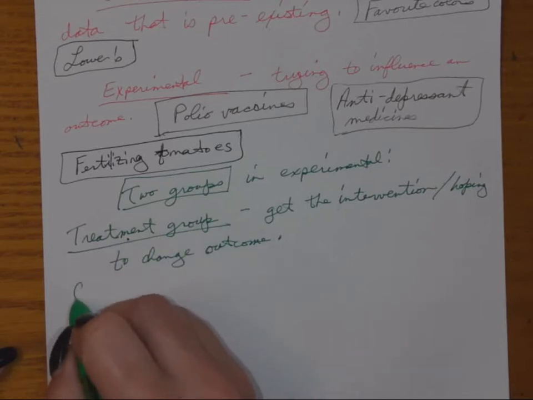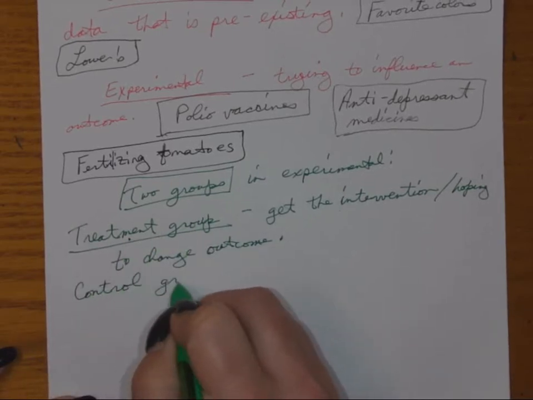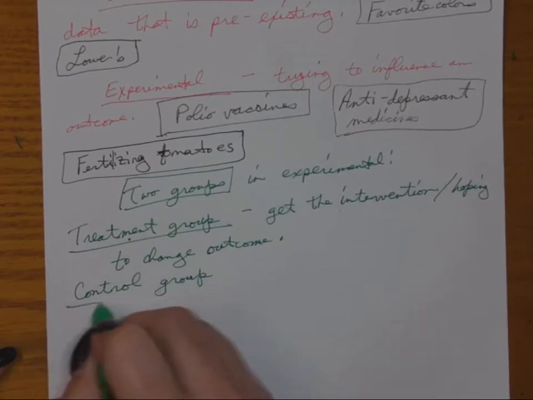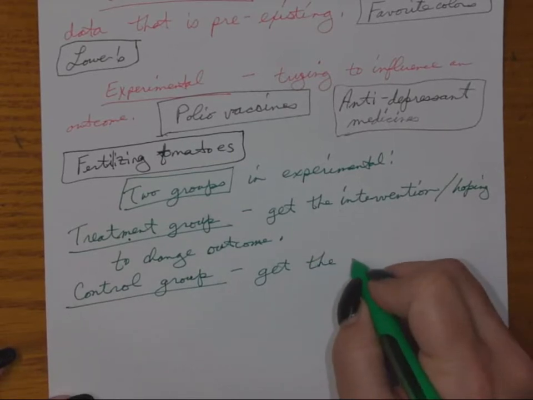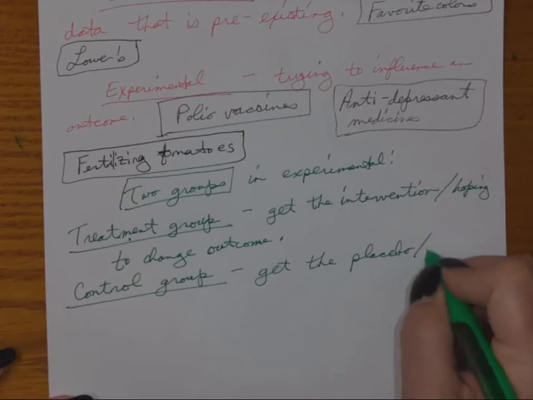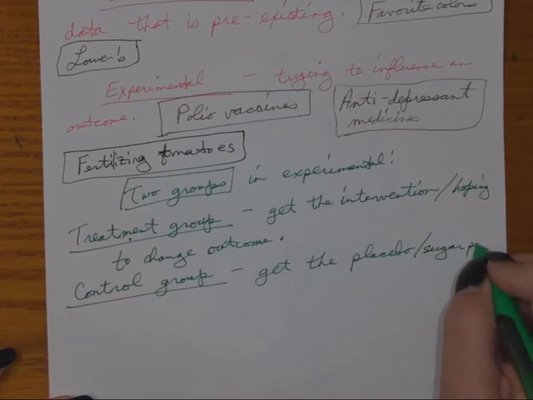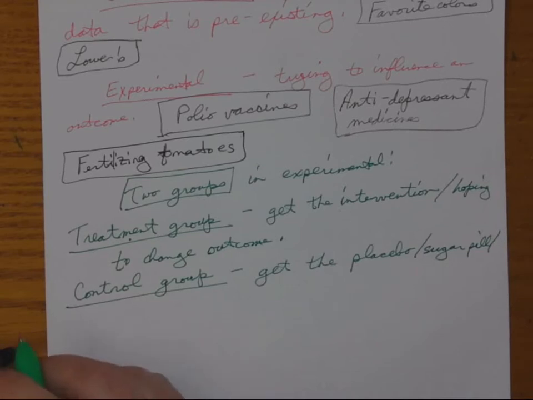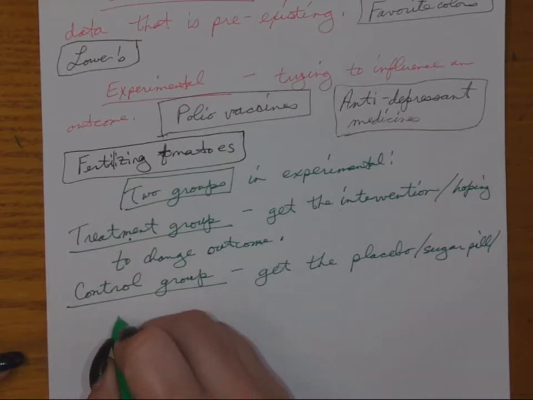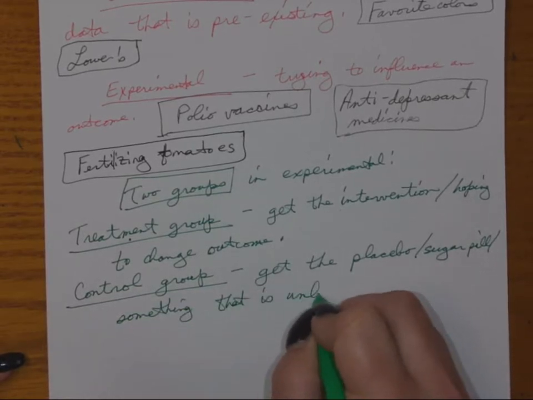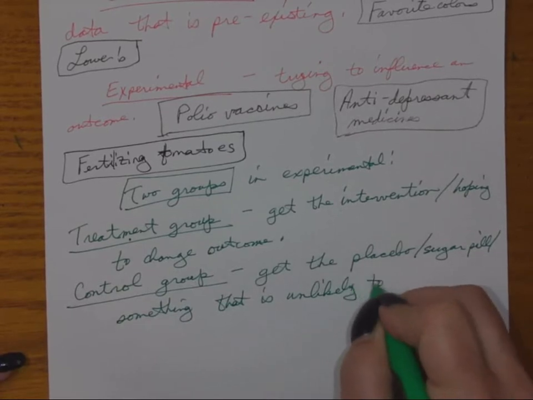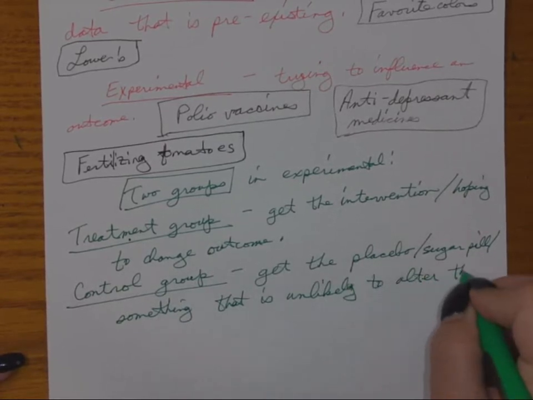And the other group, you've probably heard of it before, is called a control group. Okay, and this is the one that gets what we call a placebo, or sugar pill, or some other something that would basically not affect their outcome. Okay, so something that is unlikely to alter the subject's state.